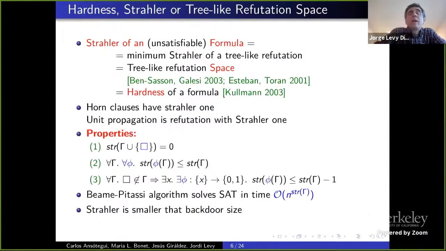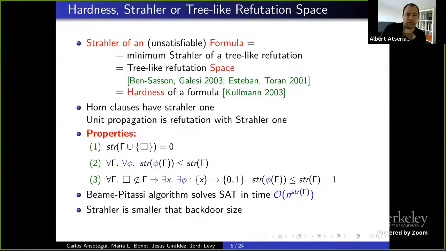In practice, we have analyzed the Strahler number of some industrial instances. It was work done more than 10 years ago, so we only used a SAT solver that was not using learning. There is not a natural extension of the notion of Strahler number for general resolution and for solvers using learning. So in this analysis of industrial instances, we used a SAT solver without learning, and we computed the Strahler number of the tree-like refutation found by this solver, and we found that the Strahler number of most industrial instances is smaller than 1% of the variables of the formula.